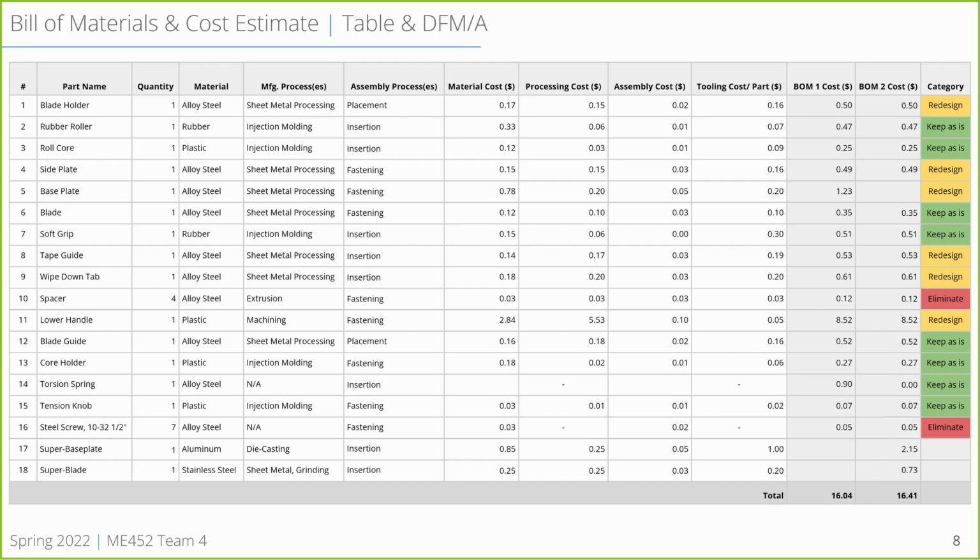The category on the right is for the functionality and price relationship of each part. The eliminate ones are parts that have no functionality, no matter the price, which can be seen by the spacer, which has low price, but still has no functionality, so it should still be eliminated. The redesigned parts have high functionality, but high cost. And the parts that we should keep are the parts that have high functionality and low cost. It should also be noted that the bill of materials 2, which is for our secondary customers, is higher than the bill of materials 1 cost, which is for our primary customers.